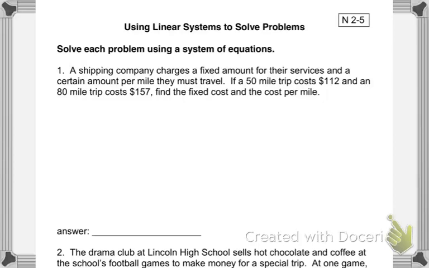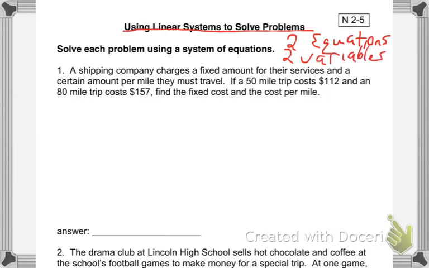Okay, let's take a look at Notes 2.5. We're going to talk about solving linear systems to solve word problems, basically. So remember, the theory is we're going to come up with two equations, and those two equations are going to have two variables, and they're not always going to be x or y. And if we have two equations and two variables, we're going to use a couple of techniques to solve it. One, we might use substitution, and the second one we might use is elimination.